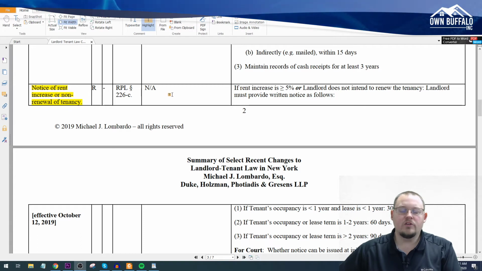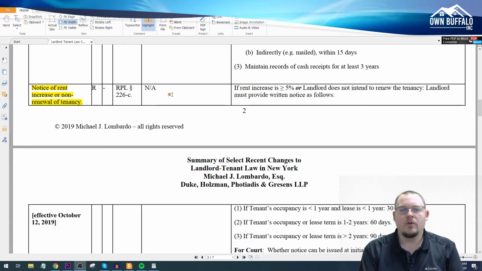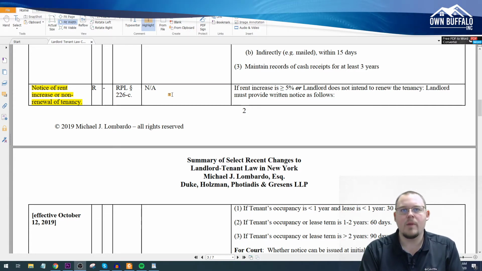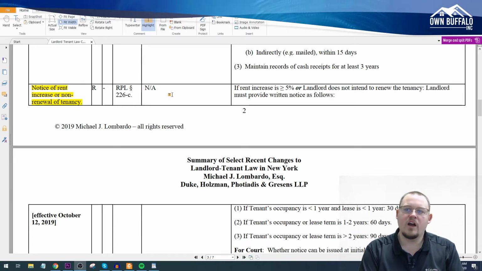Notice of rent increase or non-renewal of tenancy has changed. It used to be there was not really a requirement in place. There was no limit as to the amount that a landlord can up the rent in any given time. The other thing was if you wanted to terminate a tenancy, it was usually a 30-day notice if they were outside of their lease. That has definitely changed. So now if you want to increase the rent 5% or more, or you don't intend to renew the tenancy, you have to provide more advance notice to the tenant.